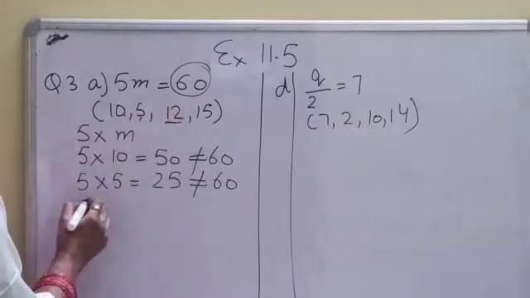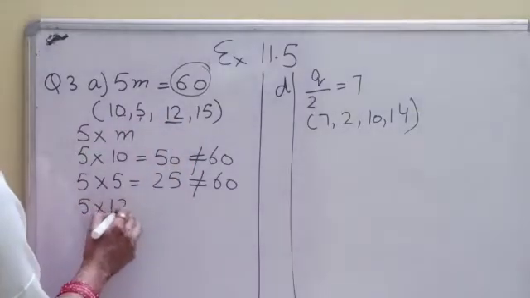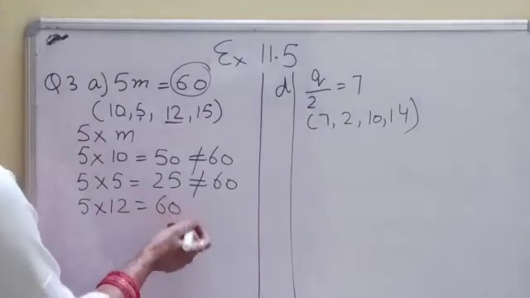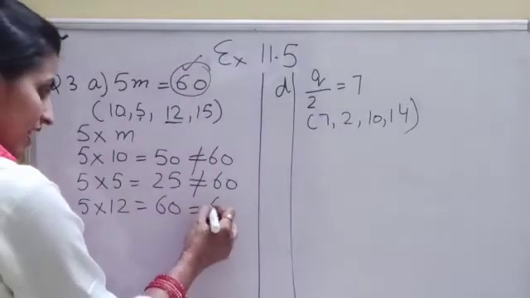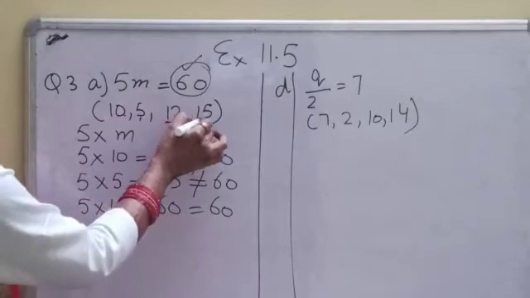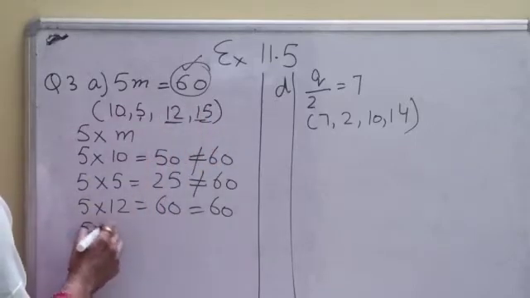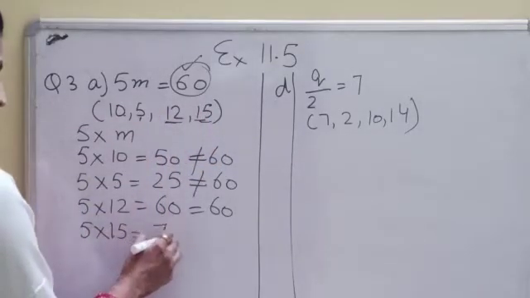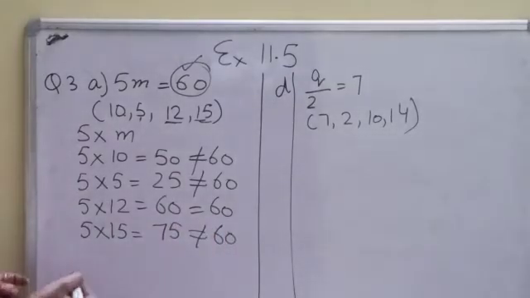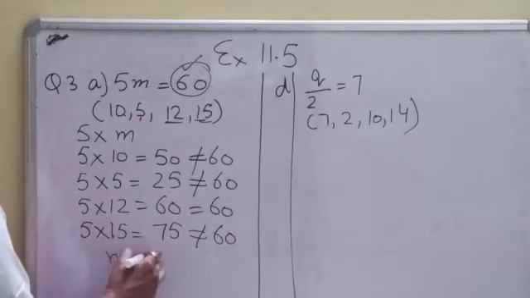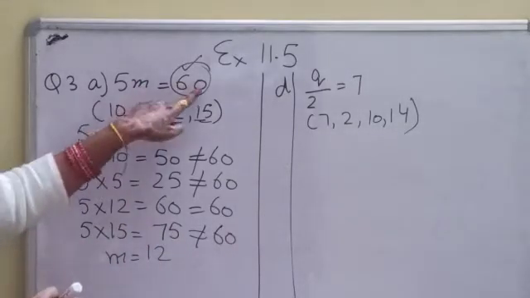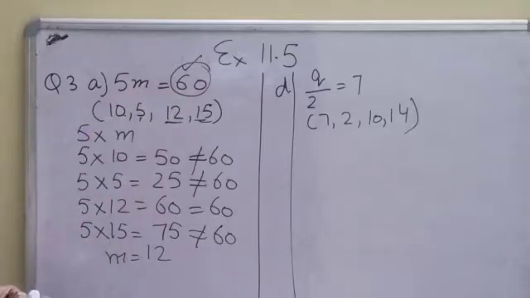Now keep the value as 12. So in place of m, we will write 12. 12 fives are 60. The other side is also 60, which means yes, it is satisfying. Now let's keep 15. So 5 into 15. 15 fives are 75 and it is not equal to the other side. So which one is satisfying? Where m is equal to 12, that value is satisfying the equation.